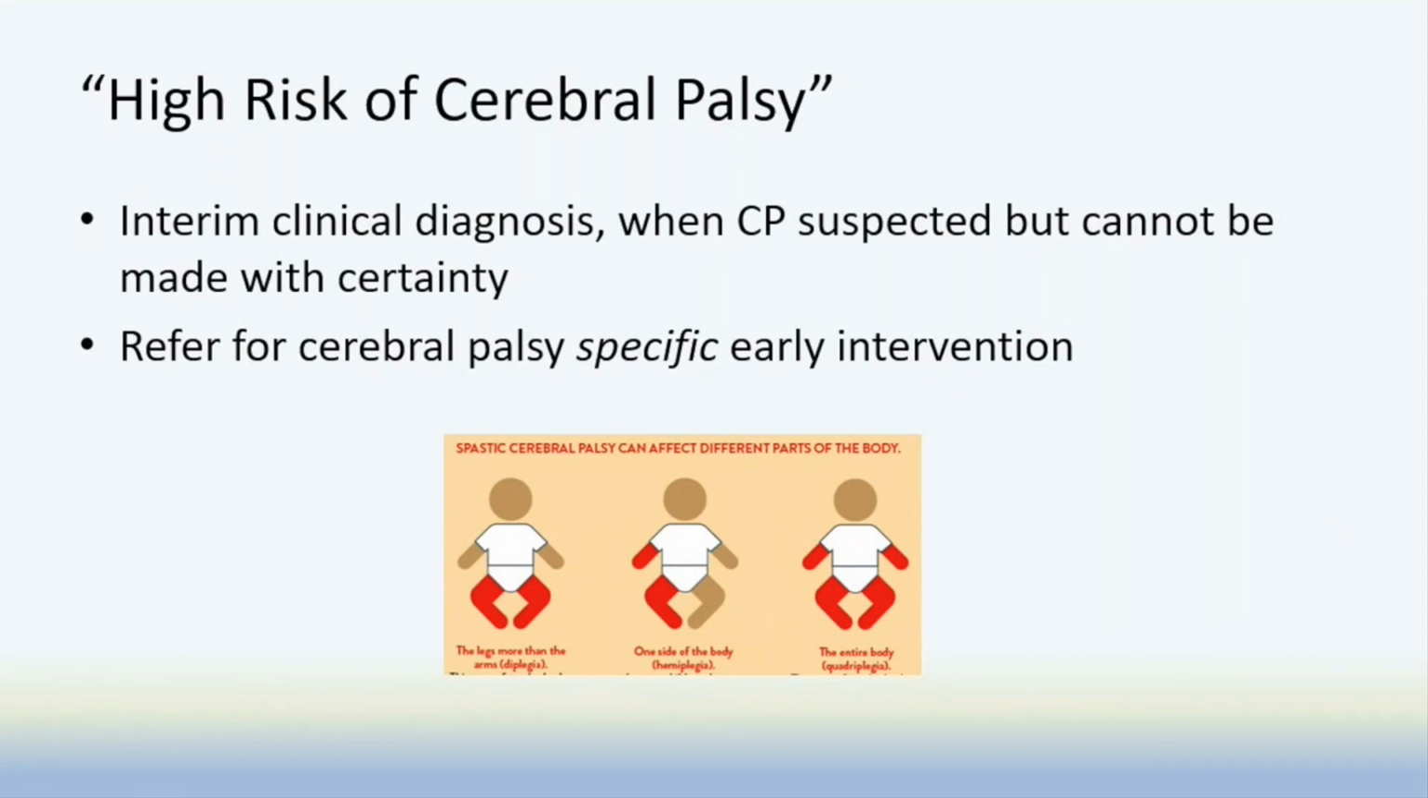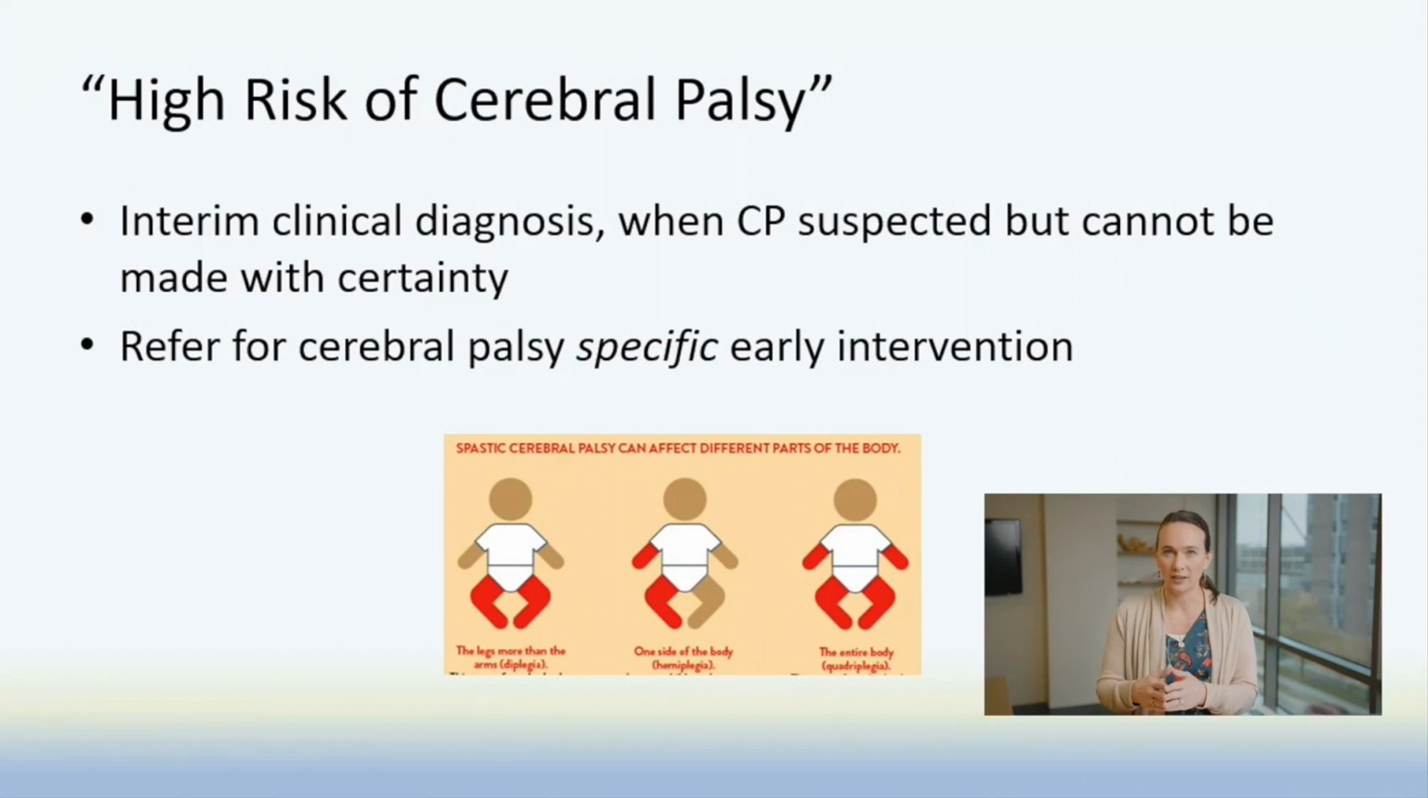So high risk of cerebral palsy is also something that Dr. Novak in that article is teaching us that it can be useful when we're approaching a diagnosis of cerebral palsy early, but not quite sure we're landing on it perhaps, that it can be an interim clinical diagnosis. There's not an associated ICD-10 code, but it can help families understand and move along in the discussion of diagnosis, perhaps.